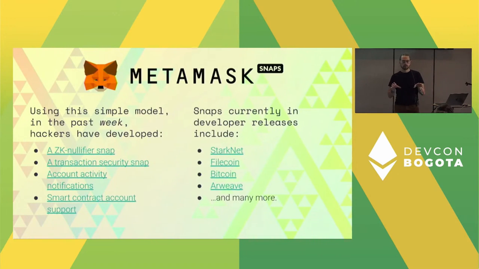And so using this simple model, just in the past week, over the course of ETH Bogota and a hacker house that we co-sponsored with BitDAO and Game7, hackers have developed a ZK nullifier snap, a transaction security snap, an account activity notifications snap, and smart contract account support, all in MetaMask, all using Snaps. And Snaps currently in developer releases include Starknet, Filecoin, Bitcoin, Arweave, and many more.